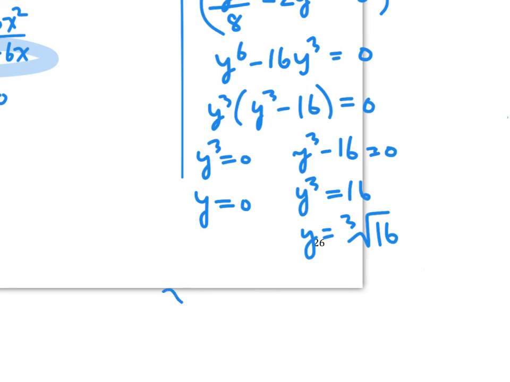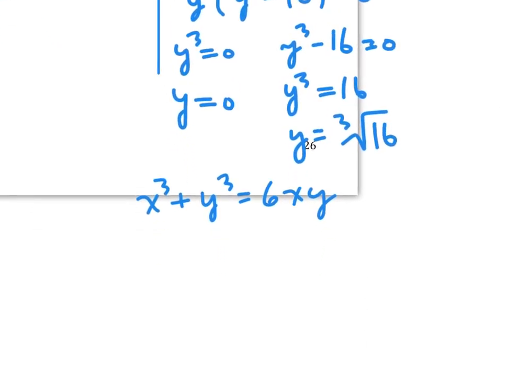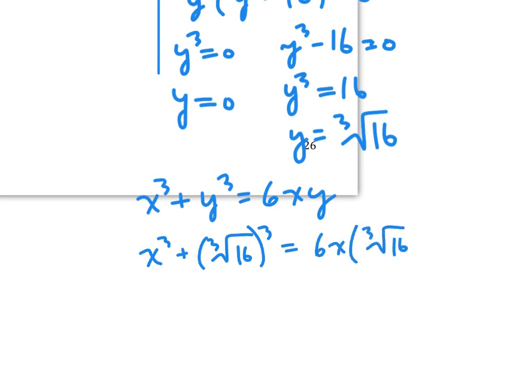So the equation is x cubed plus y cubed equals 6xy. So let's plug it in to figure out what x is equal to. x cubed plus (cube root of 16) cubed is equal to 6x times the cube root of 16. x cubed plus 16 is equal to 6 times the cube root of 16 times x.